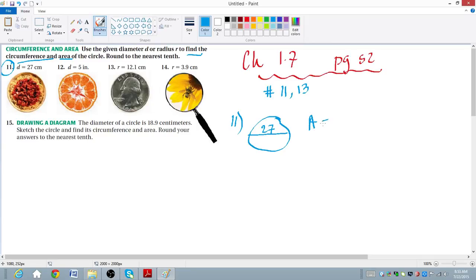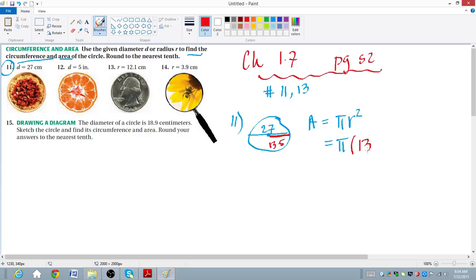A, so just use your formula. A is equal to pi r squared. Since the diameter is 27, the radius has to be half of 27, which is 13.5. So A equals pi. Pi is just a number. What I'm changing is the radius. I'll put it in a different color, red. The radius is 13.5 because it's half of the diameter.